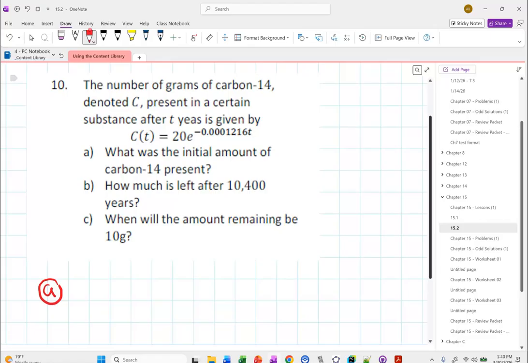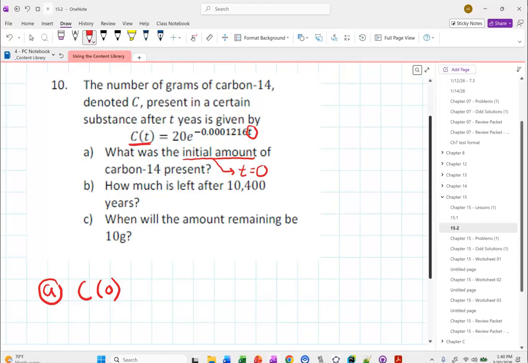So C is representing the amount of carbon-14, so we're going to need to plug in a value for T to find that. And T is representing time in years. What does initial mean in time? What number? 0. So we're just going to do C of 0.